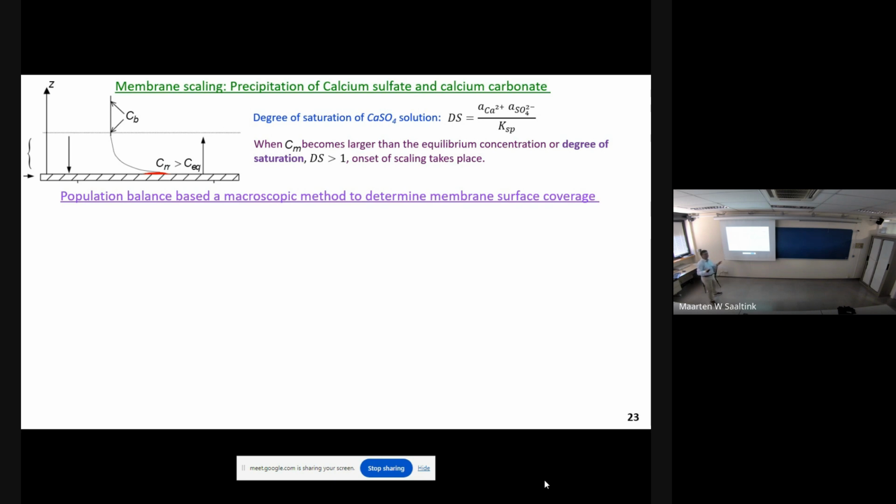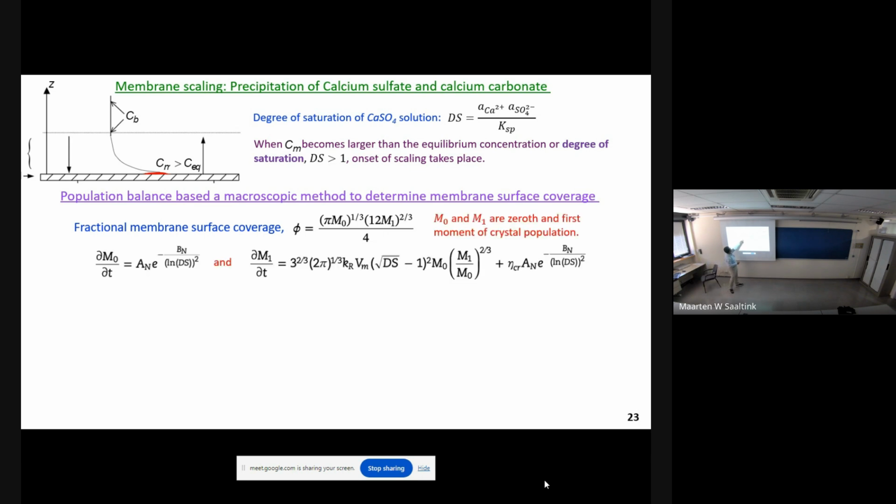So effective permeation from the channel will be reduced, and we could predict that. Phi is the membrane surface coverage, which is a function of M0 and M1, the zeroth and first moments of the crystal population. These formulas are available.